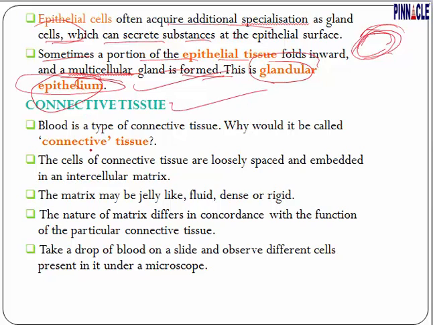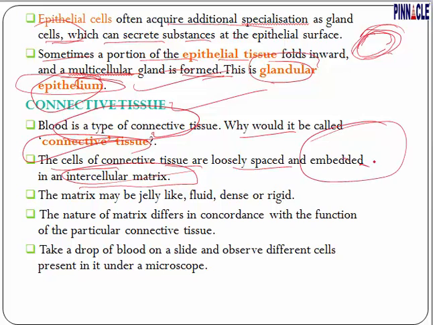Now connective tissue. Blood is a type of connective tissue. A question is asked: blood is a type of muscular tissue, connective tissue, or nervous tissue? The answer is connective tissue. Why would it be called connective tissue? Because the cells of connective tissue are loosely spaced and embedded in an intercellular matrix.